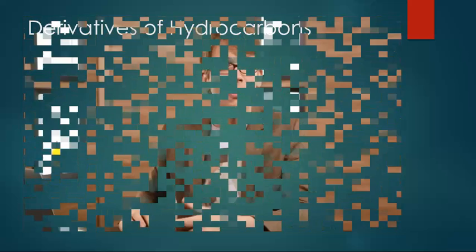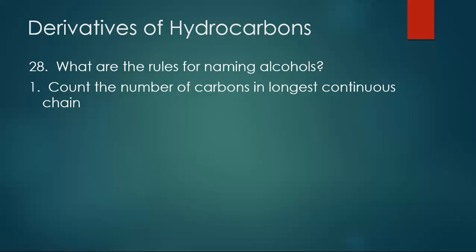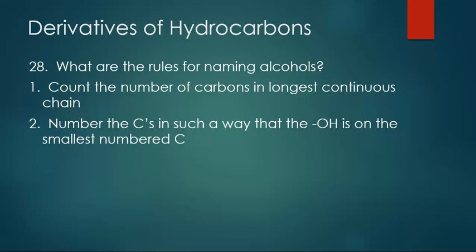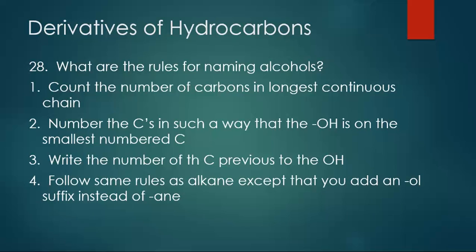Alright, so what are the rules for naming alcohols? Very similar to all the others. Count the number of carbons in the longest continuous chain. Number the carbons in such a way that the OH is on the smallest carbon number possible. Write the number of carbon previous to the OH, and then replace "-ane" with "-ol".